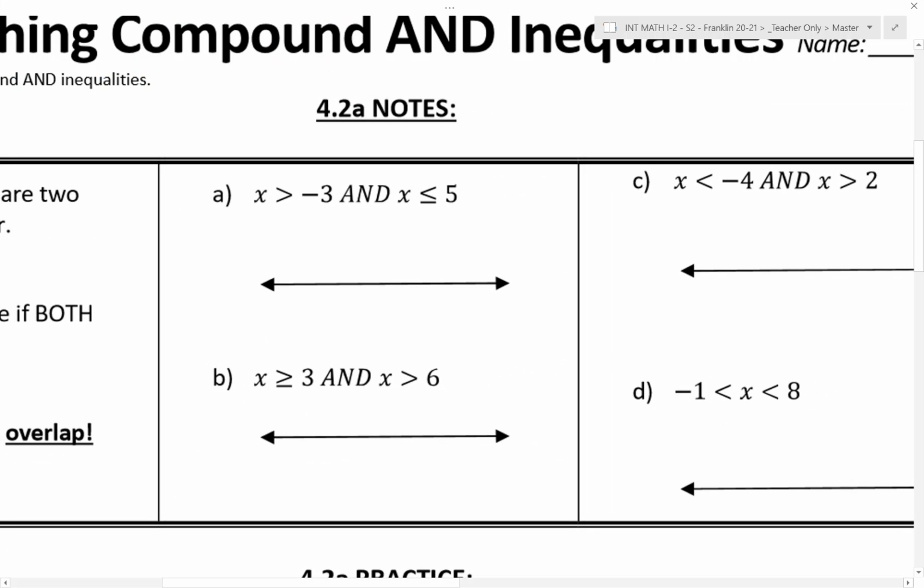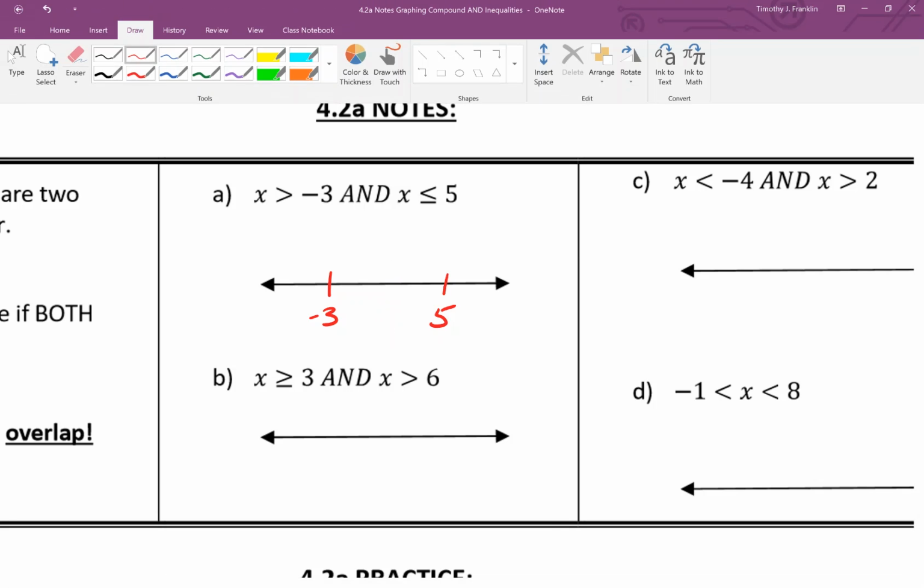For our first example, we have x is greater than -3 and x is less than or equal to 5. The way you want to start these is to put those two numbers on the number line, in order. Make sure -3, which is less than 5, goes on the left. You can put 0 here as a marker or not. It doesn't really matter. We want to consider the individual inequalities first, and then we can graph where they overlap.